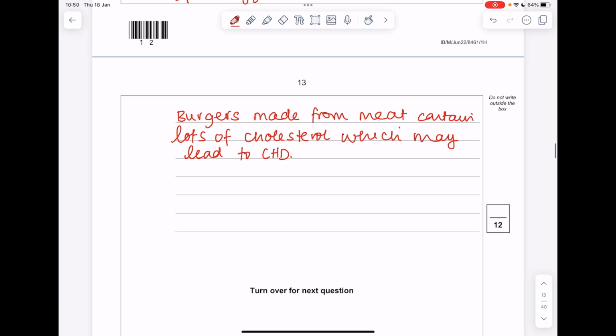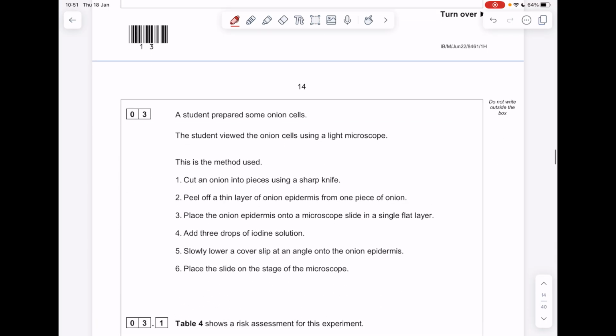You could then talk a little bit about the ethics, talking about the fact that the meat burgers obviously involve the slaughtering of animals, the fact that the growth of those cows, if you're making beef burgers, releases a lot of methane, which causes global warming. So you have lots of options, but I've already got my 6 marks.